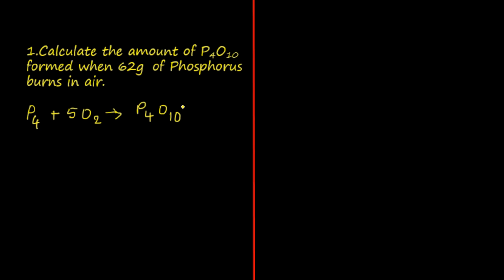This is phosphorus pentoxide. What does this equation tell you? From this we can understand 1 mole of phosphorus reacts with 5 moles of oxygen to give 1 mole of phosphorus pentoxide. How much is 1 mole of phosphorus? For that we will multiply the atomic mass of phosphorus with 4. That is 31 into 4.